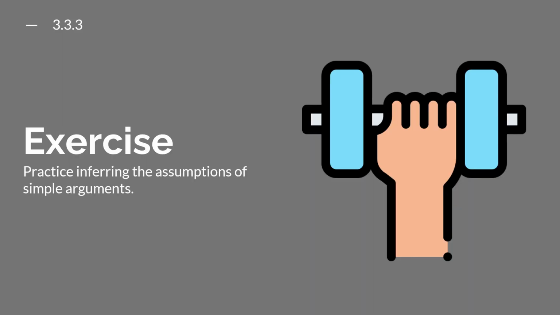Let's go ahead and pause at this time for our first exercise where you're going to be practicing inferring the assumptions of simple arguments. I want you to do these just like you saw me do in the video here. Break them down into their terms, break them down into those equation statements, and then connect the unmatched terms. When you're finished with the exercise, go ahead and unpause the video and we'll go over the correct responses together.